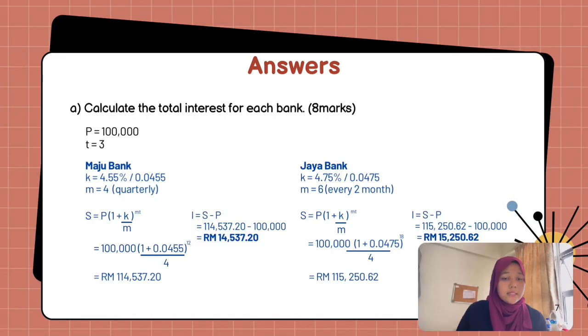For Jaya Bank, use the same formula. So 100,000 (1 plus 0.0475 per 4) to the power of 18. The answer is RM 115,250.62. So the total interest, final answer is RM 15,250.62. So to calculate the total interest for Jaya Bank, we use the same formula, S 115,250.62 minus P 100,000. So the final answer is 15,250.62.